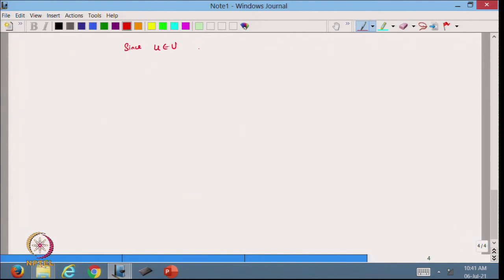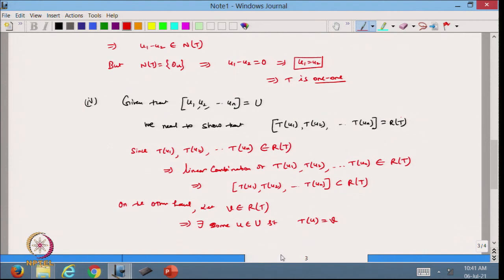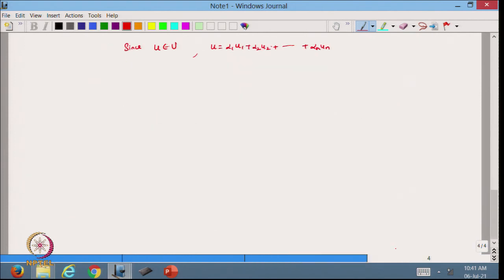Now, since U belongs to U, I can write U as alpha 1 U1 plus alpha 2 U2 plus up to alpha n Un, because it has been given that U1, U2, up to Un span U. It means that any vector from U can be written as a linear combination of these. Now, take the linear transformation T(U). I can write this as T of alpha 1 U1 plus alpha 2 U2 plus up to alpha n Un, because I know that alpha 1, alpha 2, up to alpha n are scalars.